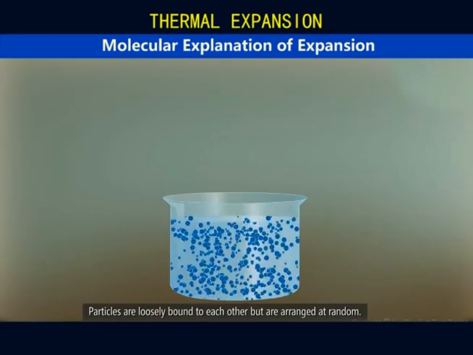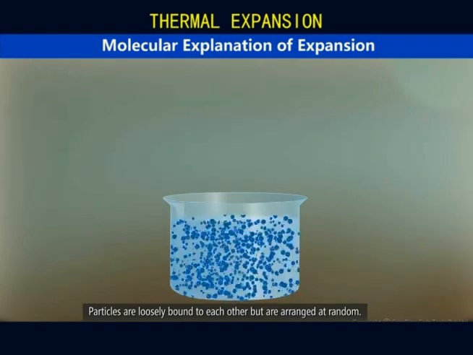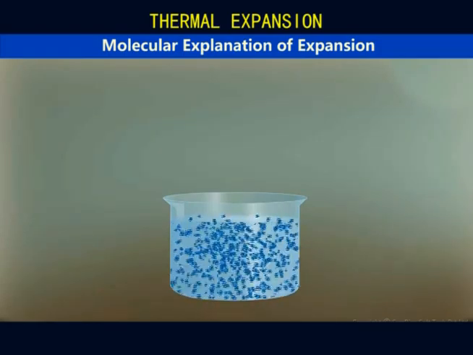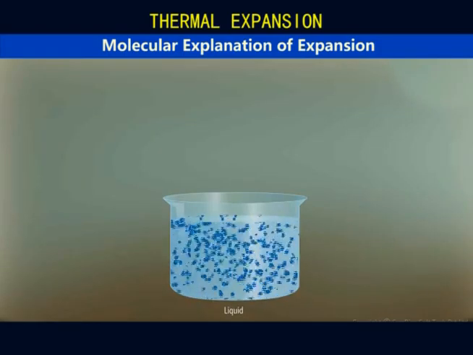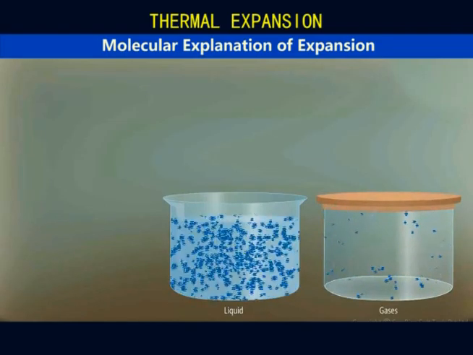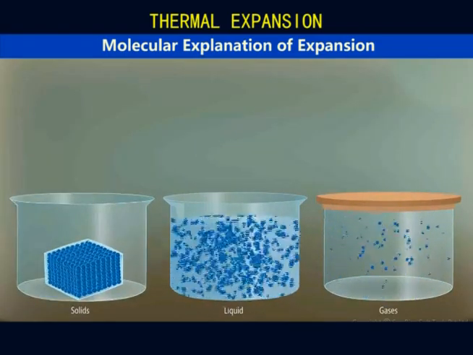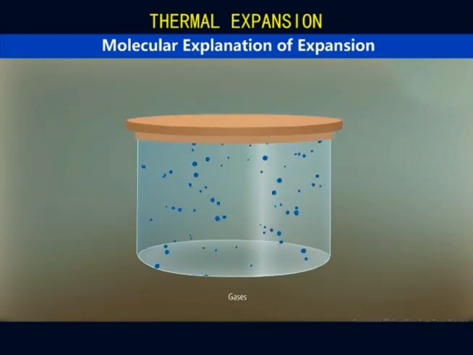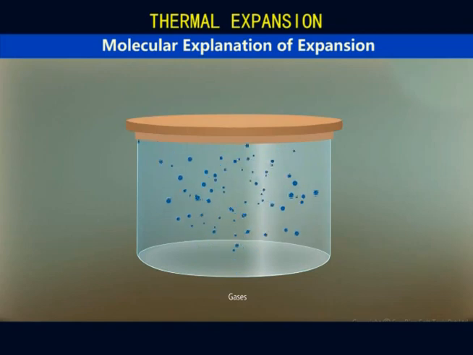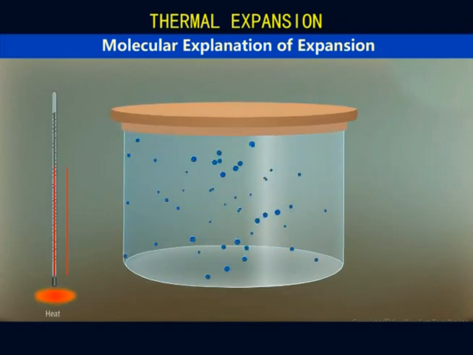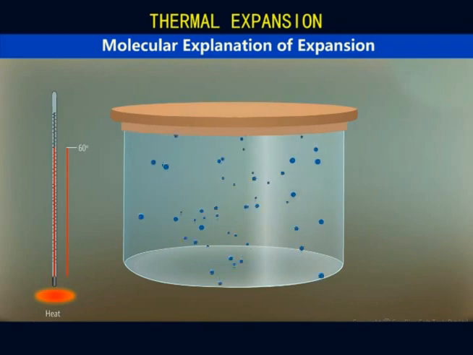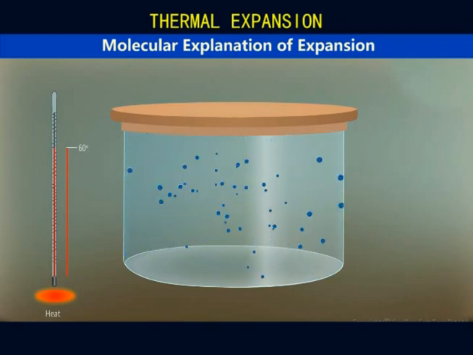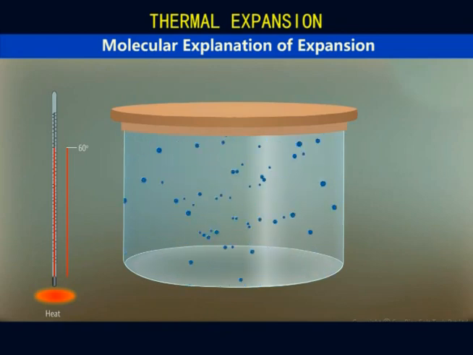Particles in liquids are loosely held by the forces of attraction and are randomly arranged. They are more mobile than in solids. The attraction forces are stronger than in gases, but not as much as in solids. In gases, the particles move randomly because there is almost no attraction forces between them. With increase in temperature, the particles gain more kinetic energy and move even faster. This increases the spaces between them even further, resulting in increased volume.